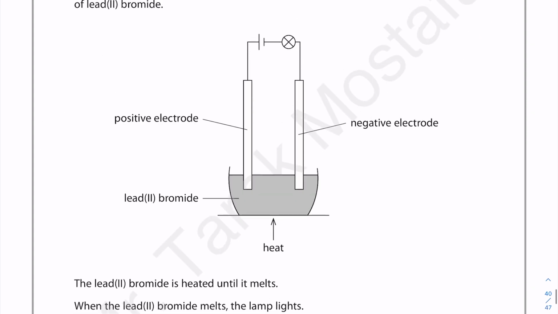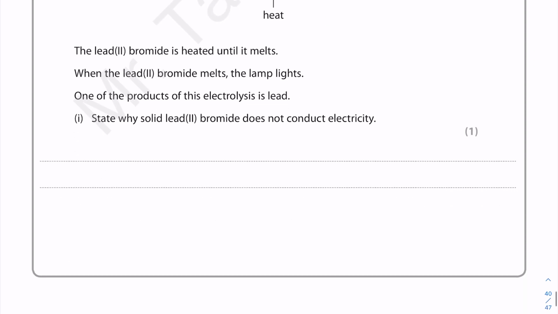Question B. A teacher used this apparatus in a fume cupboard to demonstrate the electrolysis of lead bromide. The fume cupboard is used because lead is toxic, lead bromide is toxic, and bromine is toxic. Lead bromide is heated until it melts and the lamp lights. One of the products of this electrolysis is lead. State why solid lead bromide doesn't conduct electricity.